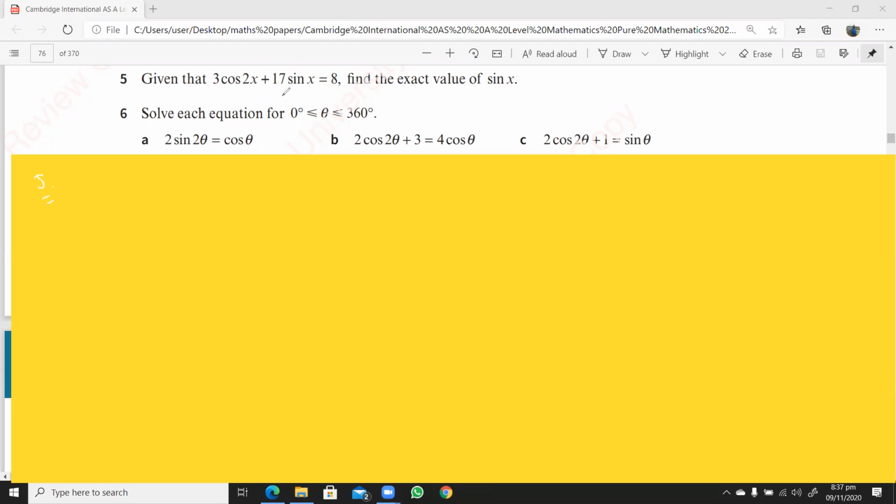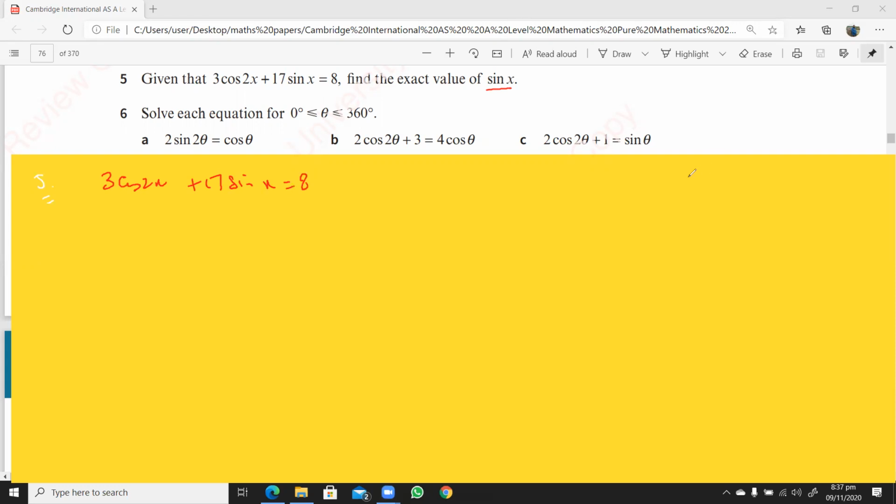Now, there is something bad over here in this fifth question. We are not given what the limit for x is. Oh, he's just asking for sine x. Okay, so I thought we had to find some angle. So we only have to find the value of sine x. Okay, good. So now this is going to be 3 cos 2x plus 17 sine x, that is equal to 8.